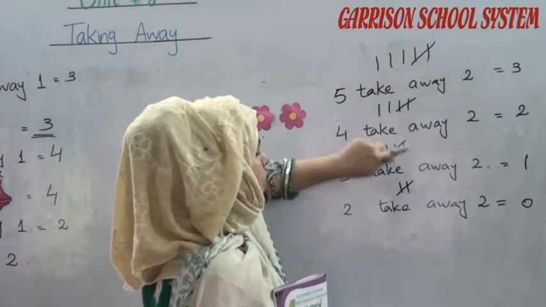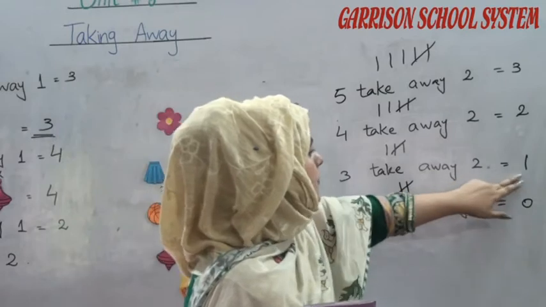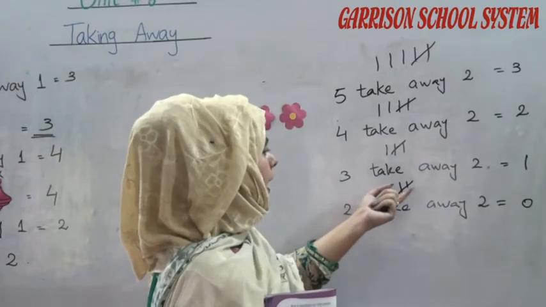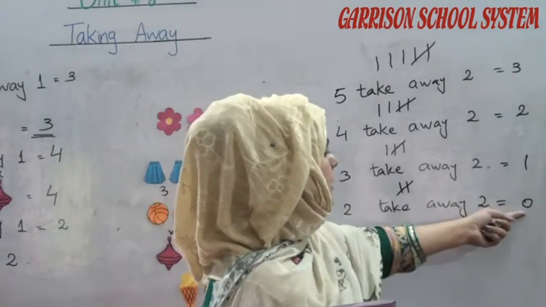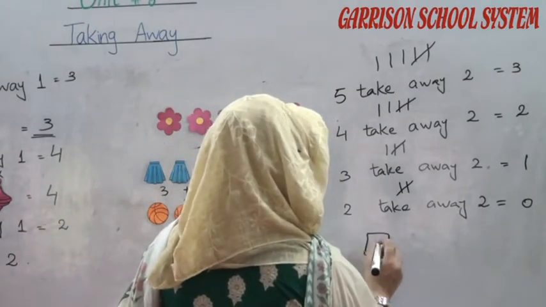1, 2, 3. We have 3 counters. We have taken away 2. So we will be left with 1. We have 1 and 2. We take away 2. We will be left with 0. So same is like we have a counter like this.